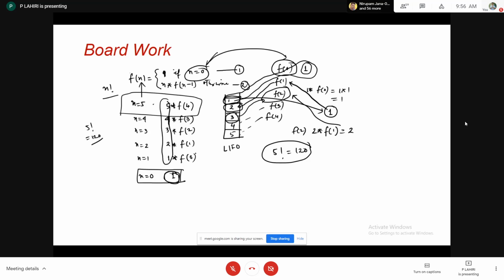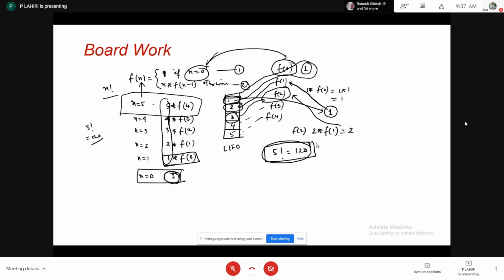So though it looks like you are returning 1 as the last value of factorial of n, where n is equal to 5, ultimately you are returning factorial of 5, which is 120. Okay, so this is the logic. Though it looks like you are returning 1, the exact value returned is 120, that is factorial of n. So this is the logic.